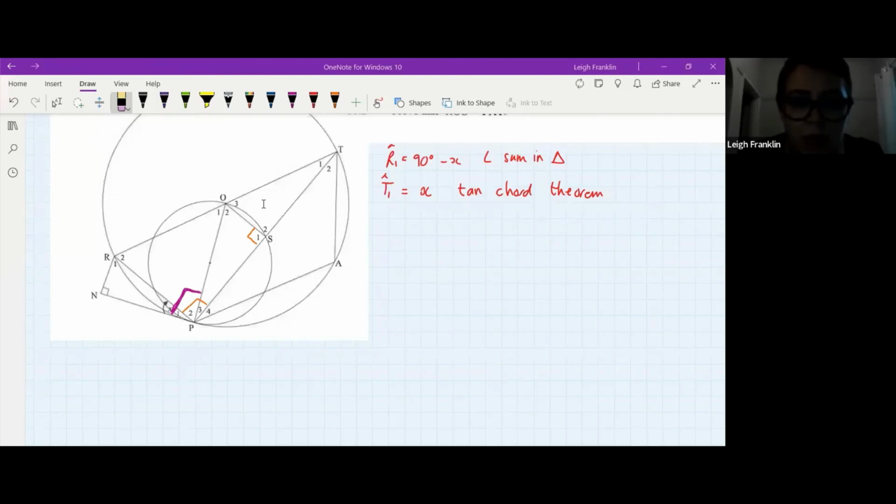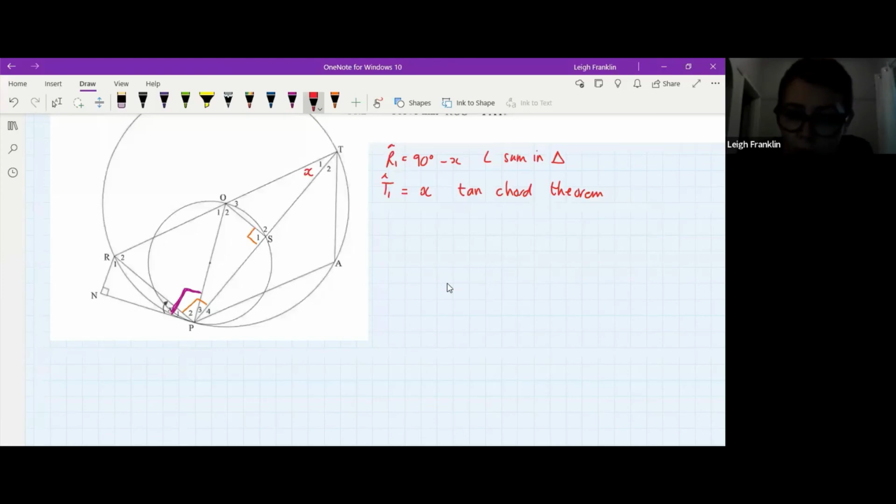Yes, okay, so you guys are on the right track. We've now shown that T1 is equal to X. You've got some lovely suggestions. In order to get R2, can you see that RPT is a triangle? Someone has made this suggestion. RPT is a triangle. We know that P2 plus P3 is 90. So that means that R2 will be 90 minus X because of angles of a triangle.